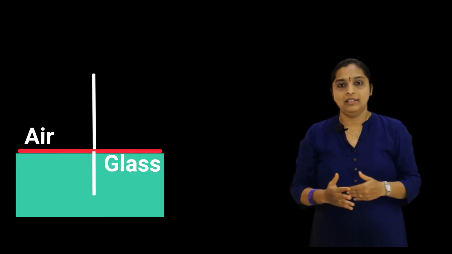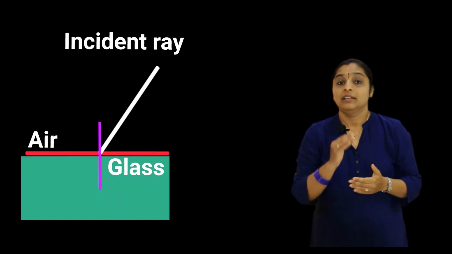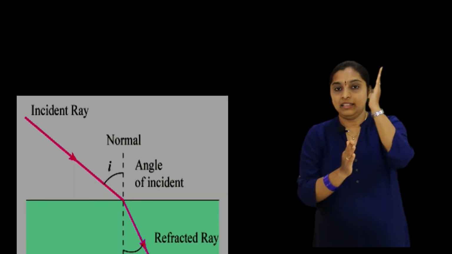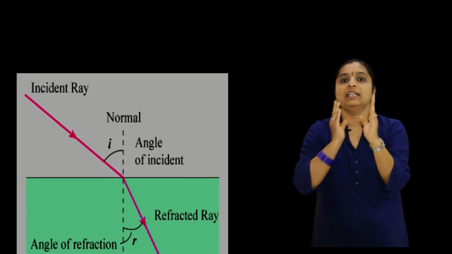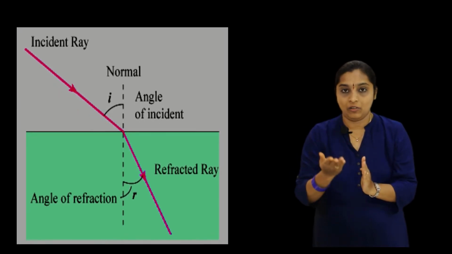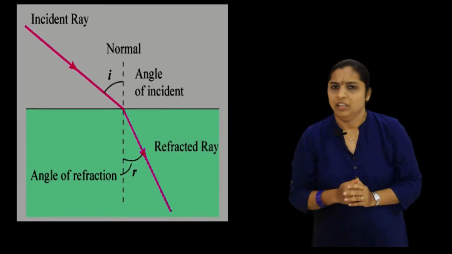So let us analyze these things scientifically. So let us understand some terms also. The path through which the light moves in the first medium is called the incident ray, and in the second medium it is of course called the refracted ray, and the angle the incident ray makes with the normal is called the angle of incidence, and the angle the refracted ray makes with the normal is called the angle of refraction. You know these things already. Earlier it was called the angle of reflection in case of reflection. Here it is called the angle of refraction.